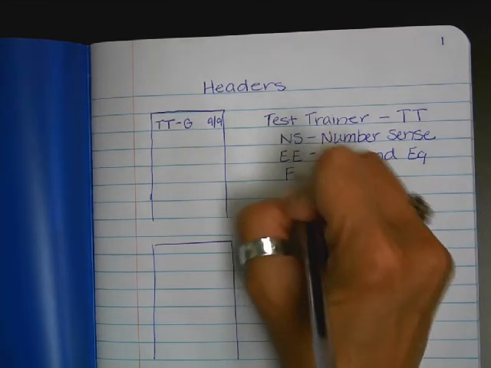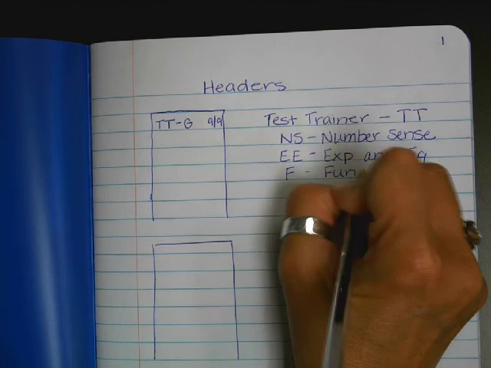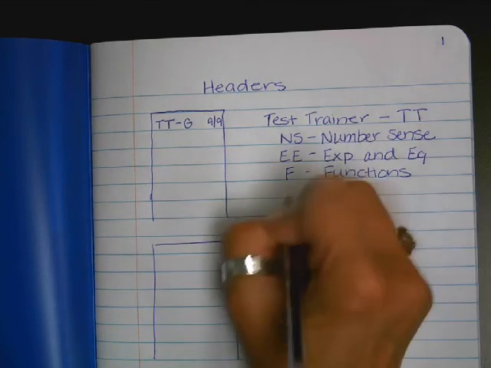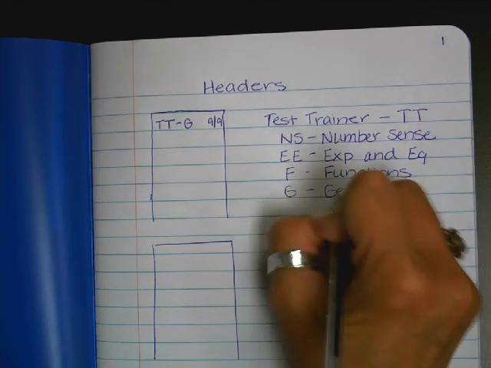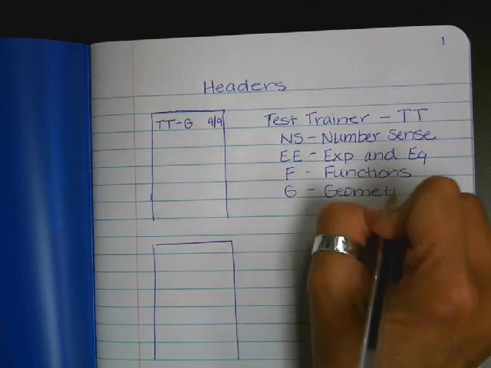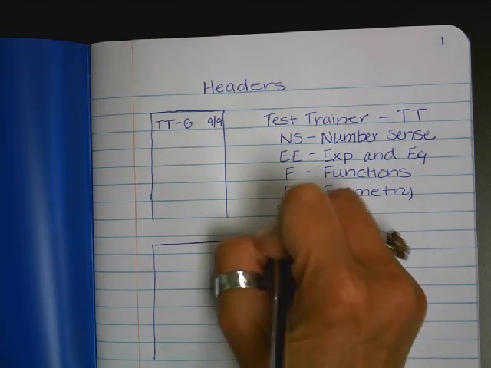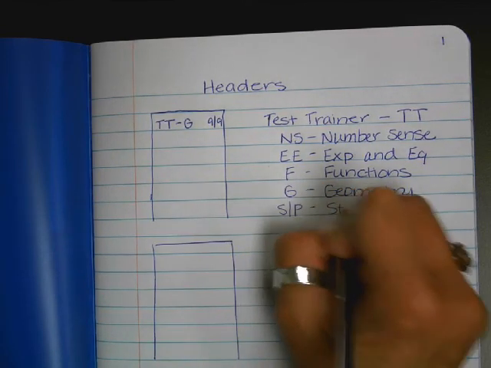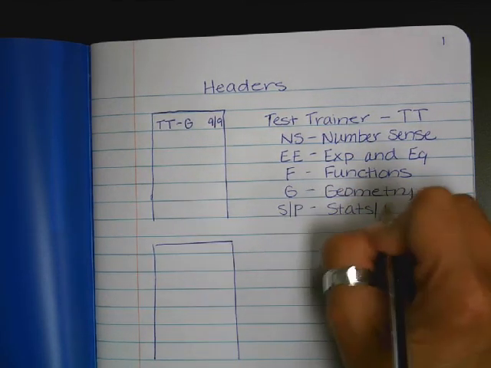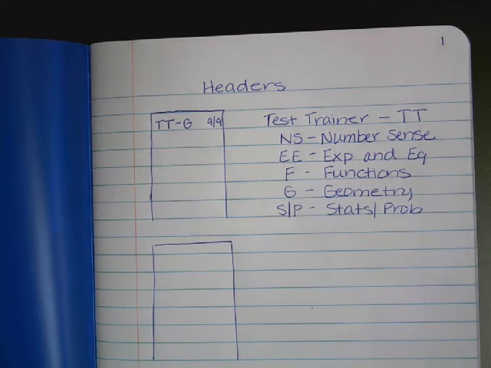F is functions. G is geometry. Oh gosh, S/P is stats and probability. So that's just a way to kind of organize.